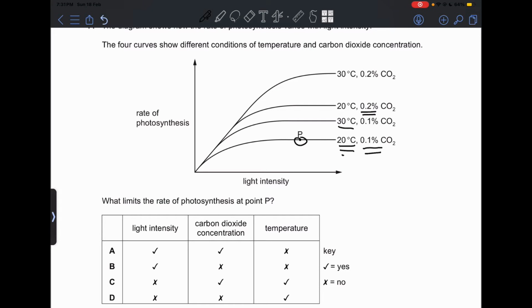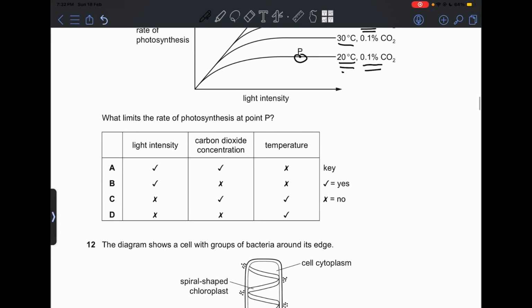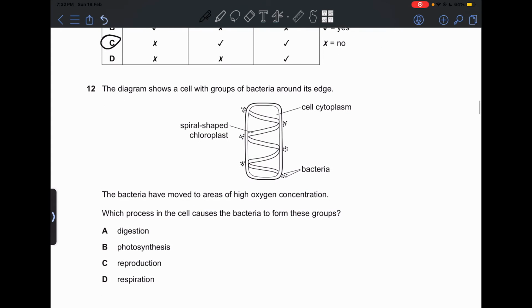And also, the one that has the highest temperature and the highest carbon dioxide concentration got the highest rate of photosynthesis. So we can see that the problem is with the carbon dioxide and the temperature, so our answer is going to be C. 12. The diagram shows a cell with groups of bacteria around its edge.